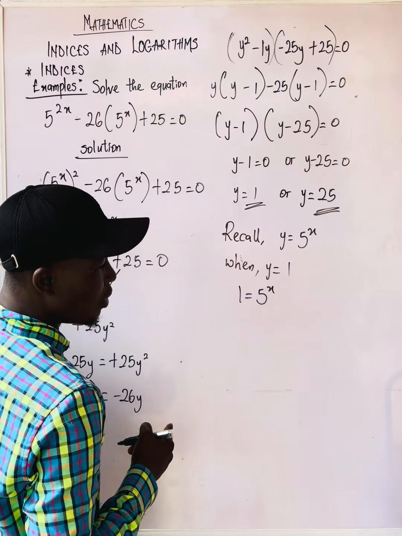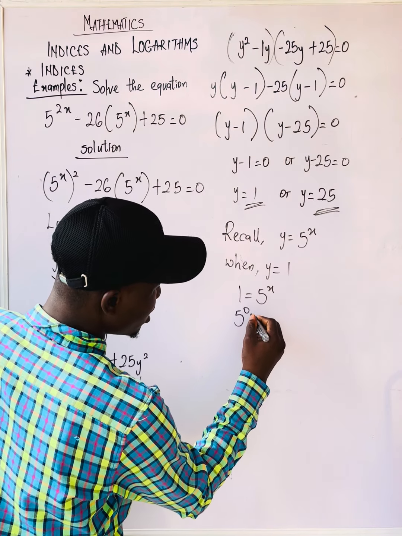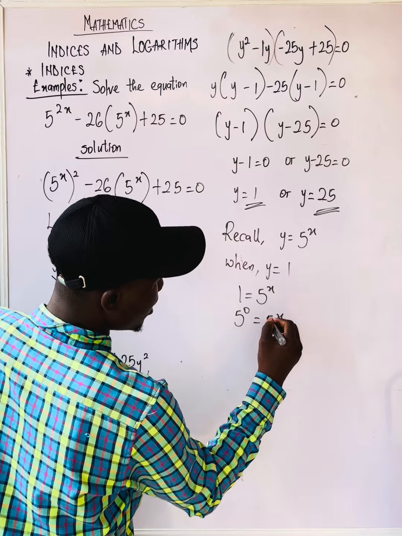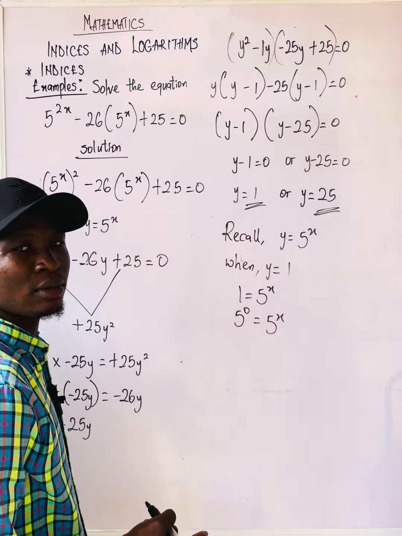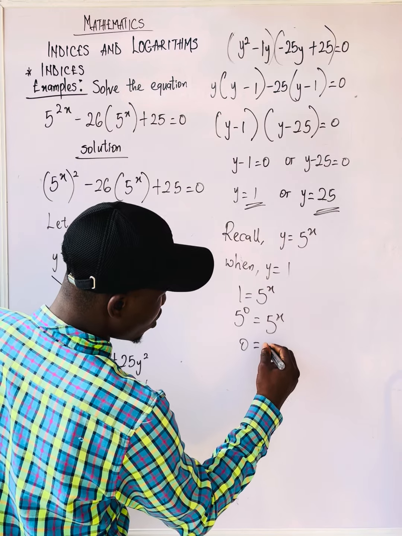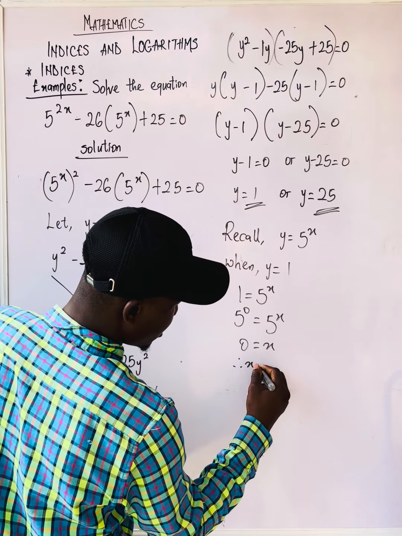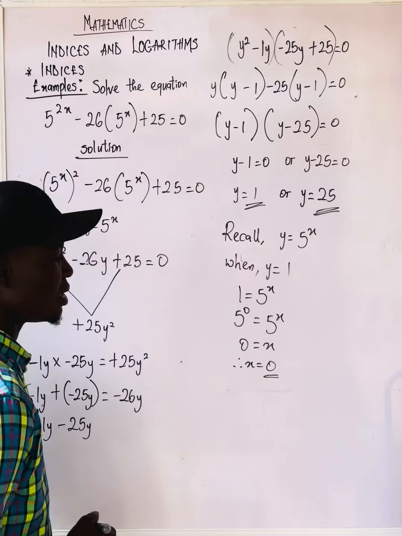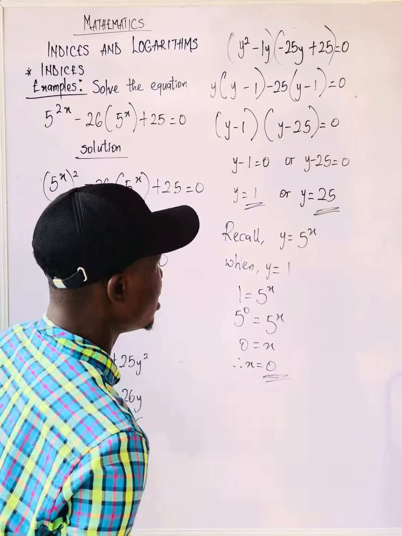So this one now, I can still write it as 5 to the power of 0 equals to 5 to the power of x. 5 to the power of 0 is what? 1, right? So the bases are the same, equate them together, then we have 0 is equals to what? x. Therefore, x is equals to 0. And this is the answer for the first one.